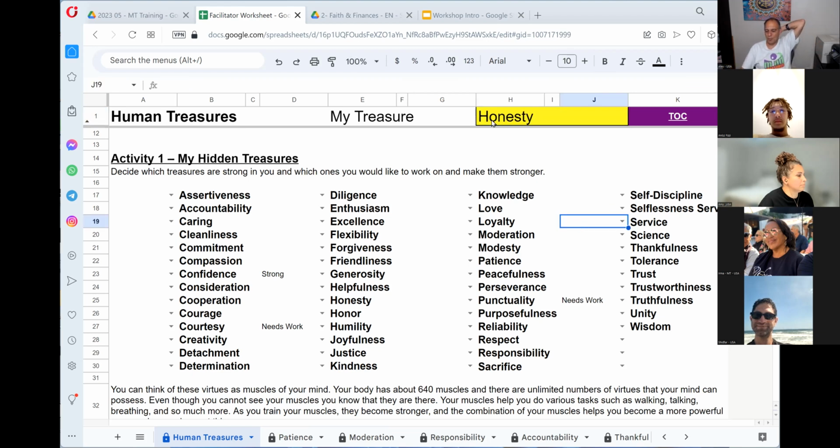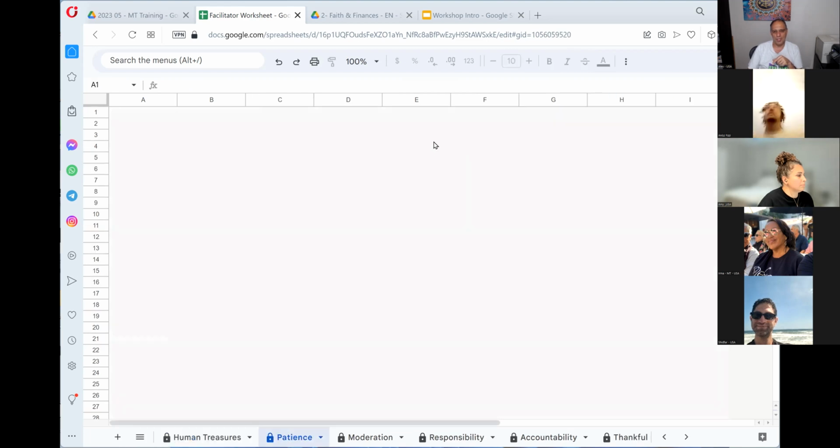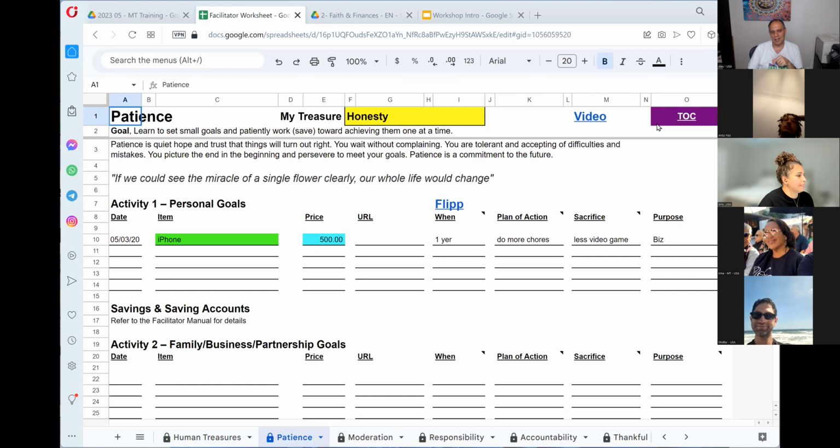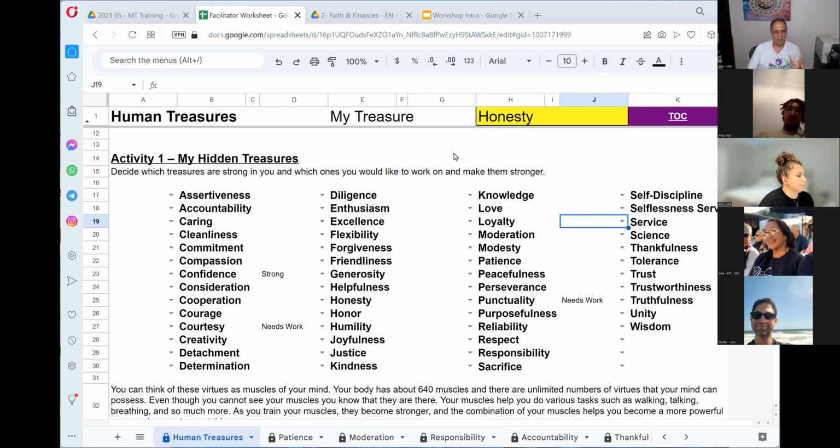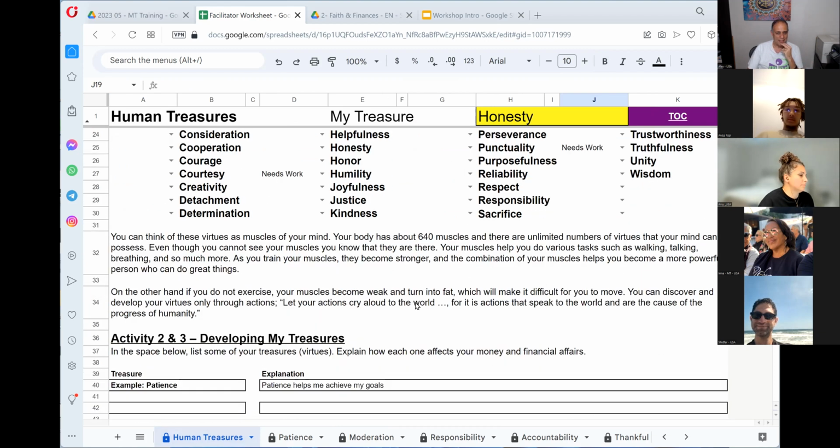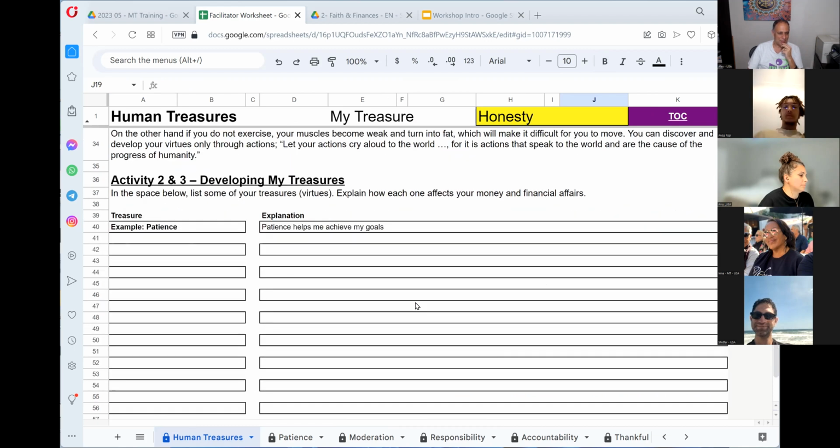So pick the one character trait that you really want to work on and make it perfect as much as you can. And the way this box works, what you put in here you will continue to see in all the later lesson plans. So that will propagate through all the tabs. So first assignment, decide which ones are strong, which ones are not. And then at the bottom here, you have activity 2, where you make an example.